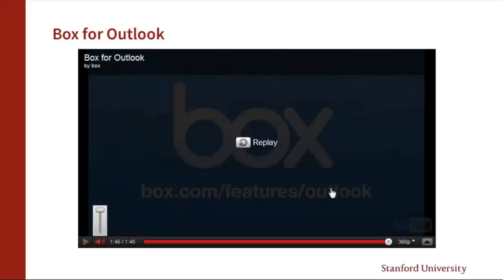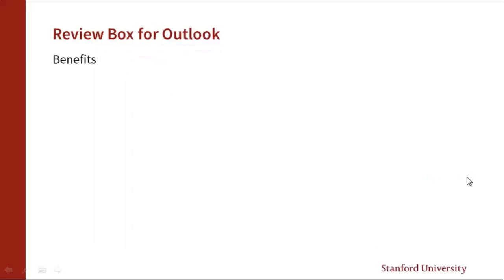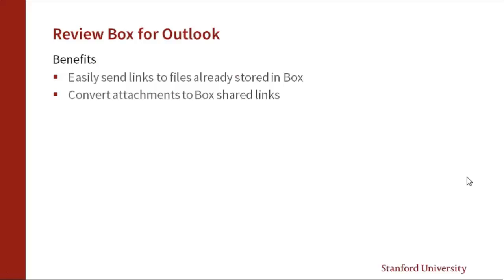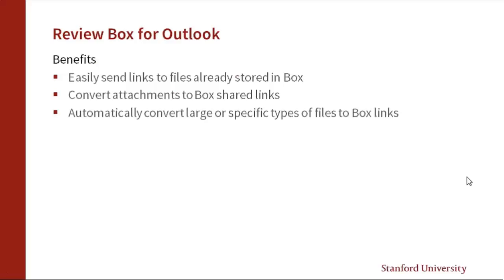Cool. So I like that app. It's free. So if you use Outlook and you use Box, I suggest you get that. It's really helpful. It's in the app, and I'll show you how to do that. We'll cover it here. Okay, so they cover some benefits. You can send links within email for files that are already on Box, you can convert attachments to Box shared links, and you can also send larger specific files as Box links over email.